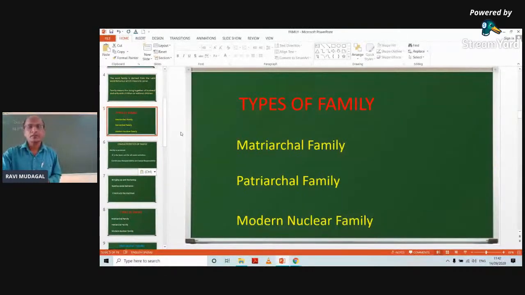The first one is matriarchal family, the second is patriarchal family, and the last one is modern nuclear family. There are three types of families. We find three types of families in our society. One is matriarchal family, second is patriarchal family, the third is modern nuclear family. These are the types of families. Right.